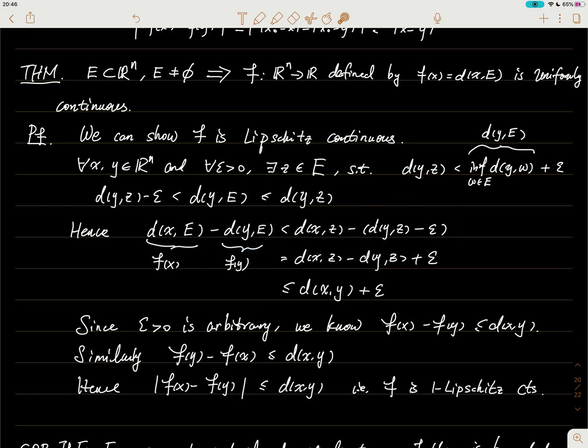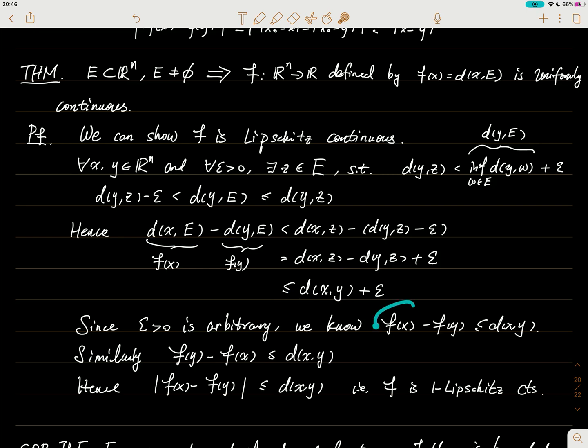Okay, so I get this inequality here, and now I combine these two, and the two negatives become plus. Okay, so I have this plus epsilon, and notice that by the triangle inequality, d(x,z) minus d(y,z) is less than or equal to d(x,y). Okay, that's how I get this. And now notice that this epsilon is chosen arbitrarily. So epsilon can be any positive number, and if this is less than or equal to this plus epsilon for any positive epsilon, that just means this left-hand side must be less than or equal to this.